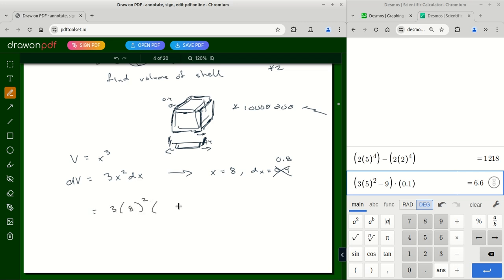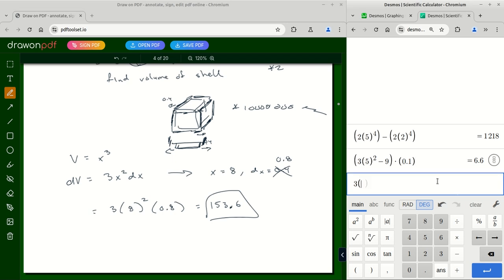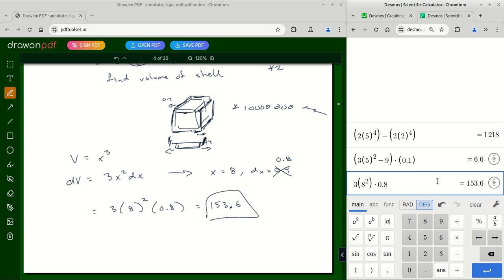Plug in the numbers that you have. And I got my answer, and that was it. It was very straightforward here. Boom, you're done. So here, I'm going to even verify, because it took me so long. So we got 3, 8 squared, and then times 0.8, and there you go. That's your answer.